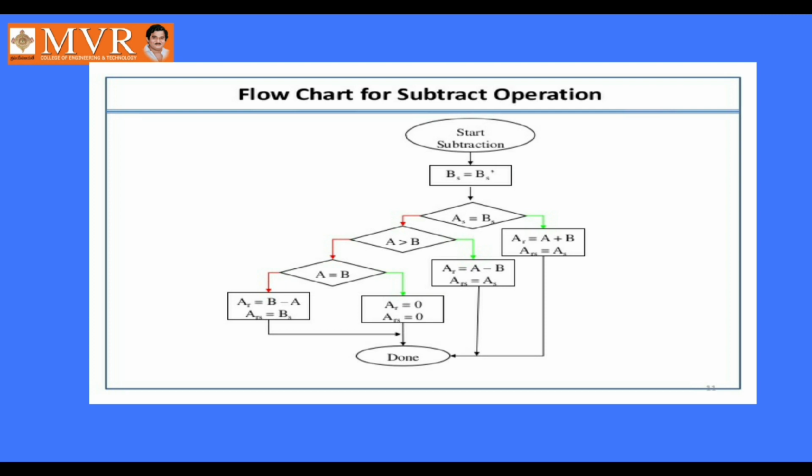And if you go to the second side, no, A is not greater than B, the red flow. This means A is equal to B or A is less than B. Again one more check is given, whether A is equal to B or not. If A is equal to B, what does it mean? Your A sign and B sign are not equal, so one is plus and one is minus, whichever it may be. One value is plus and the second value is minus, and both the values are equal.